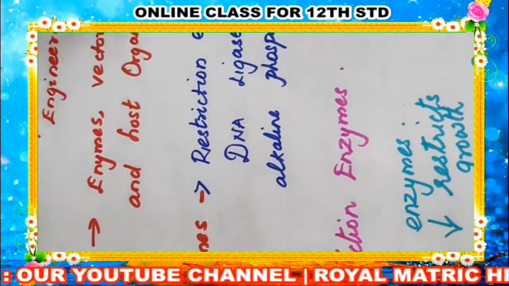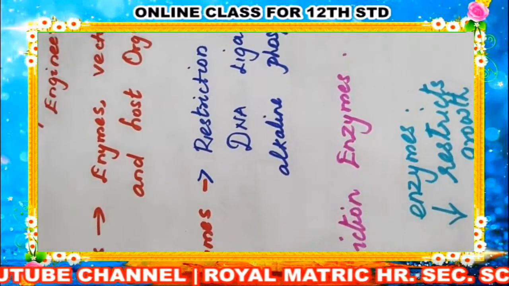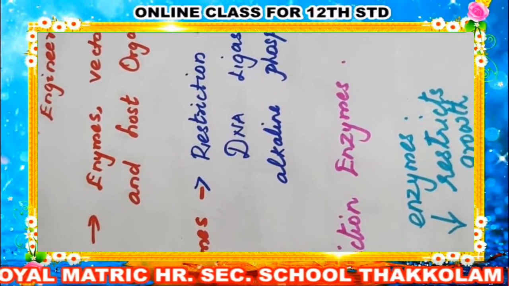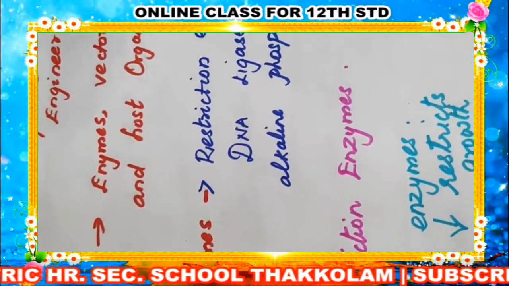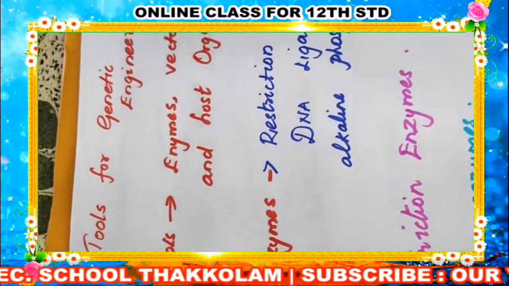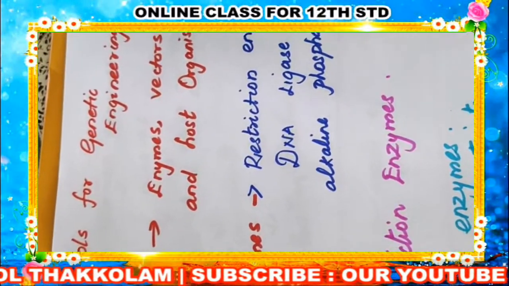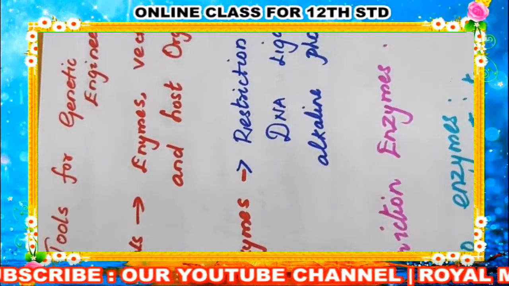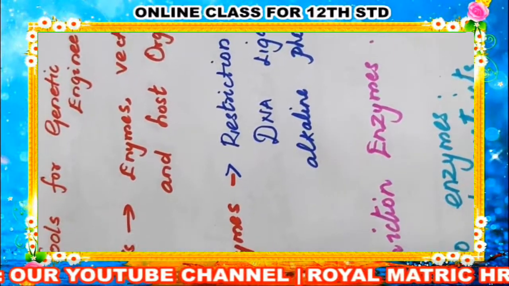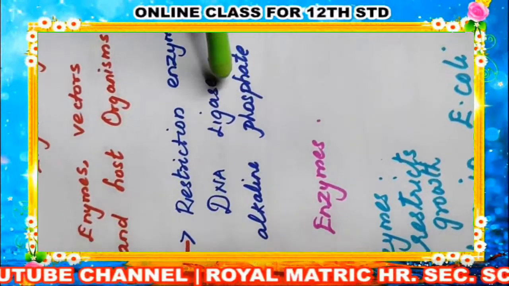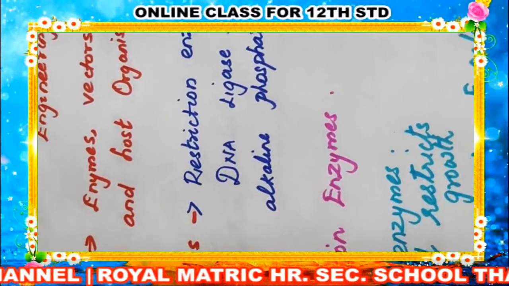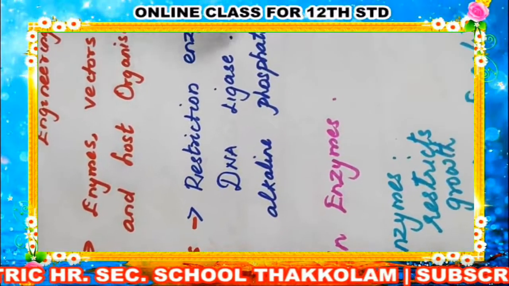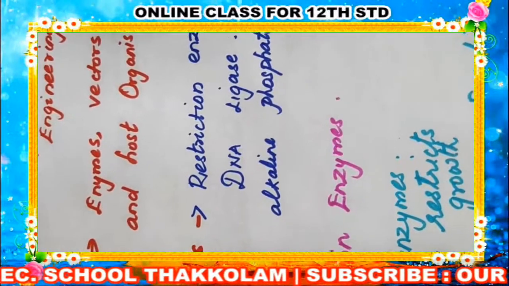It helps to generate the recombinant rDNA. These are necessary for the process. The tools are very important. The basic tools that are used for genetic engineering are the restriction enzymes, and then the DNA ligase and alkaline phosphatase. These are the basic things that are necessary for genetic engineering.